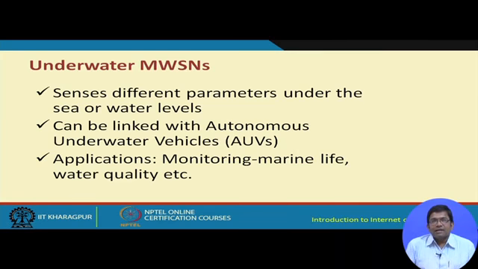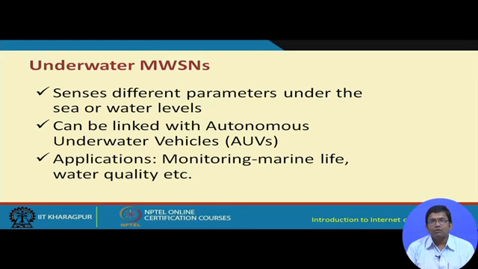Now, this mobile sensor network can be used either in the terrestrial environment, maybe by fitting sensors to robotic devices, or in the aerial environment, as flying sensor networks, for example, where the nodes themselves fly, or it can be an underwater sensor network. That means the sensors are fitted to underwater mobile devices like autonomous underwater vehicles, rovers and so on. So, the examples could be to monitor marine life or water quality.